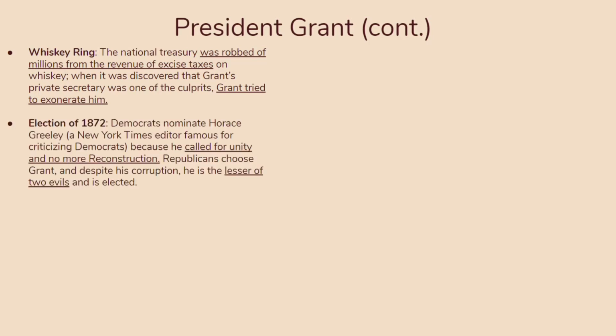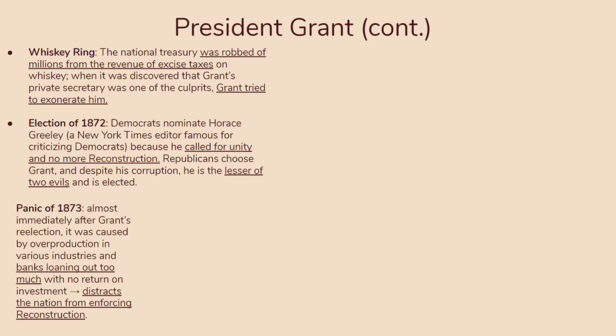And yet, surprisingly enough, Grant is reelected in the election of 1872. So let me explain that. The Democrats nominate Horace Greeley, who's a New York Times editor who's very famous for criticizing Democrats, which is kind of ironic. But he called for unity and no more Reconstruction. Republicans chose Grant because, despite his corruption, he was the lesser of two evils, and he was elected.